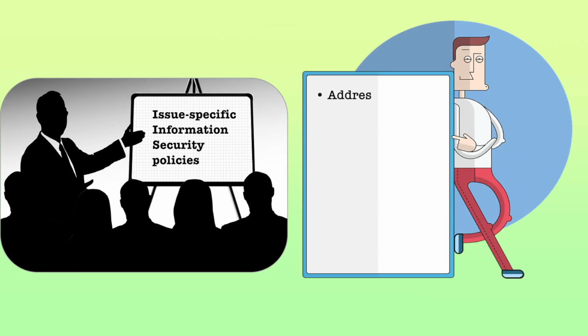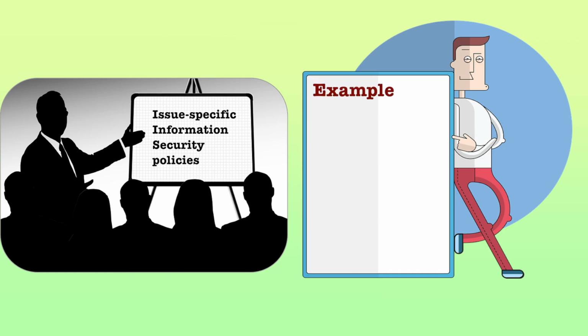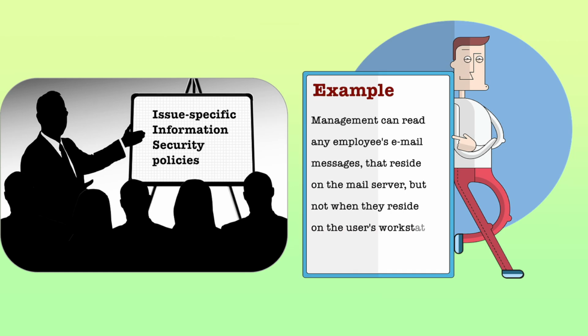Issue-specific information security policies address specific security issues that management feels need more detailed explanation and attention to make sure a comprehensive structure is built and all employees understand how they are to comply with these security issues. For example, an email policy might state that management can read any employee's email messages that reside on the mail server but not when they reside on the user's workstation.